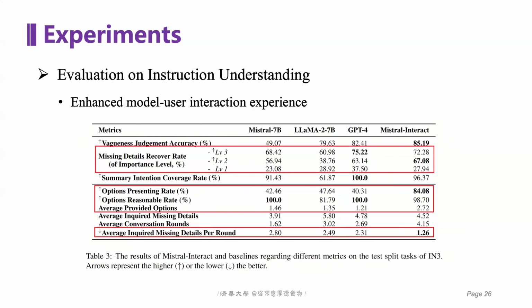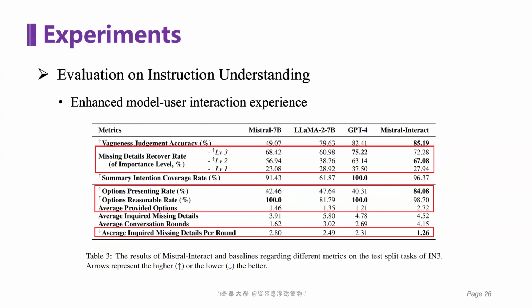And we have enhanced model-user interaction because we give more options and the options are reasonable, and there's the average inquired missing details per round. In the training data, we only let the agent model ask one question per round with options in order to enhance the robustness and the user friendliness.